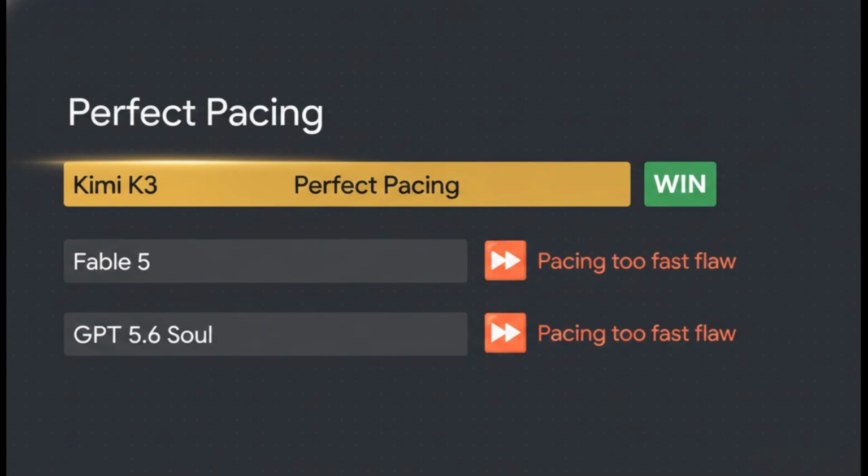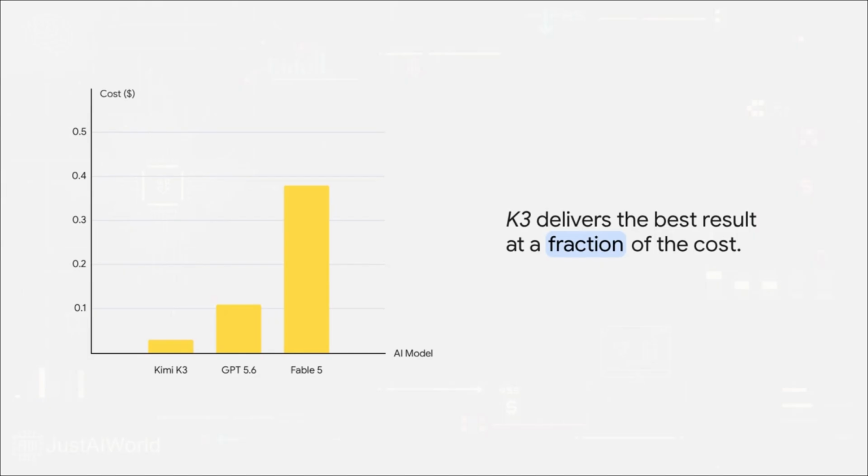Let's dive right into Exhibit D, Performance Economics. To test the economics fairly, they ran a head-to-head game design generation prompt. And the results? Well, K3 actually had the strongest visual direction, the best gameplay details, and really solid pacing. What's super interesting is that both Fable 5 and GPT 5.6 produced gameplay that felt noticeably too fast. And no, that wasn't sped-up footage. It was a genuine pacing flaw in their generation logic. So K3 won on pure quality.